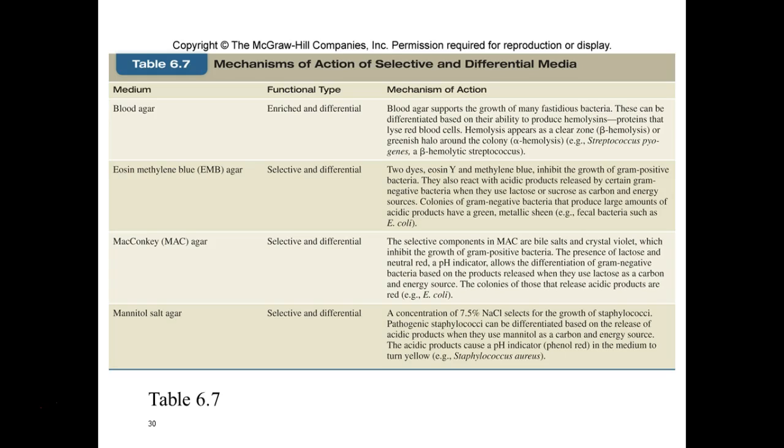The mannitol salt agar, as the name implies, other than the mannitol that gets fermented by some of the organisms, the salt is the inhibiting factor. And in this case, it's a high salt concentration. It's much higher than normal. So only salt-tolerant organisms will grow. So we're not talking gram-positive or gram-negative here with mannitol salt agar. We're talking about tolerance to salt.